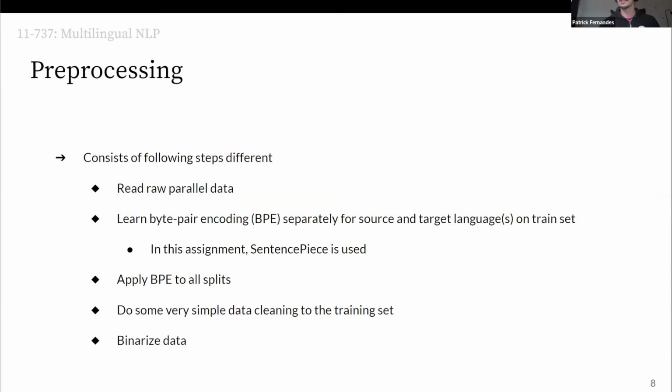Crucially for this assignment, we simplified a bit. Sometimes you also do some tokenization using Moses prior to learning the BPE, but in this case, we just use SentencePiece, which works fine by itself. But sometimes people do Moses tokenization before, just as a remark.